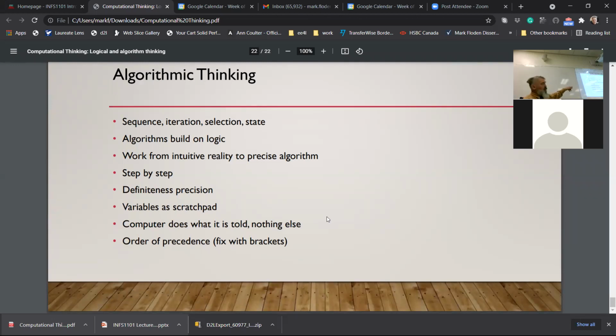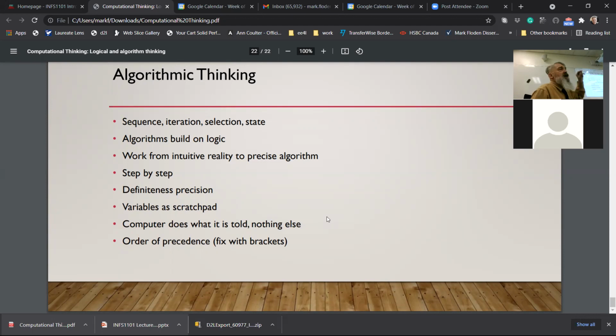Algorithms are step by step. We need to use precision because computers don't work with ambiguity. But the real world is ambiguous, isn't it? So we have to develop models that strip away the stuff that is not actually needed. And that's where our abstraction comes in.